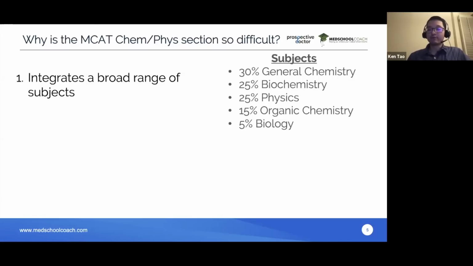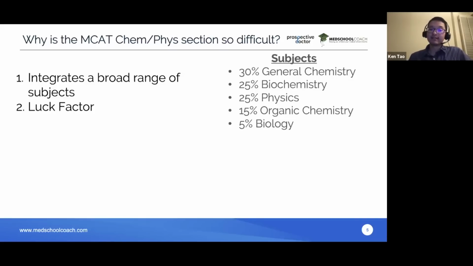One way to help you with this is, as you're reviewing the science content for the MCAT, don't just review one subject at a time. You don't want to just read your physics book for the first 2 weeks and then your general chemistry book for the next 2 weeks. You want to constantly cycle through the different subjects so you're thinking about all the subjects at the same time.